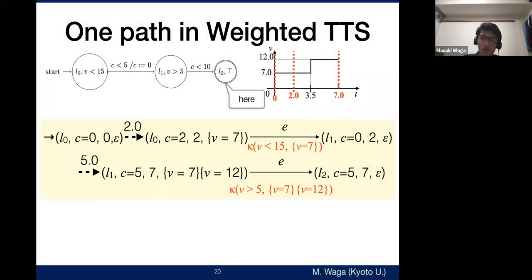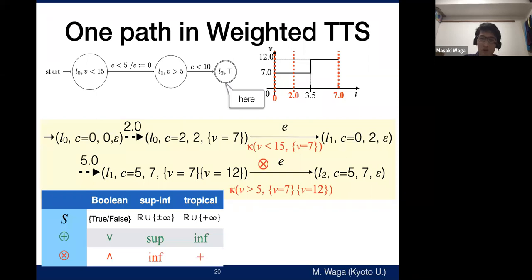And here we use this ⊗ ("otimes") operator of the Semiring, which for the Boolean Semiring is the conjunction, but for the supremum Semiring, it is infimum. And for other Semirings, it is some other operator, but we do the accumulation using this ⊗ operator.